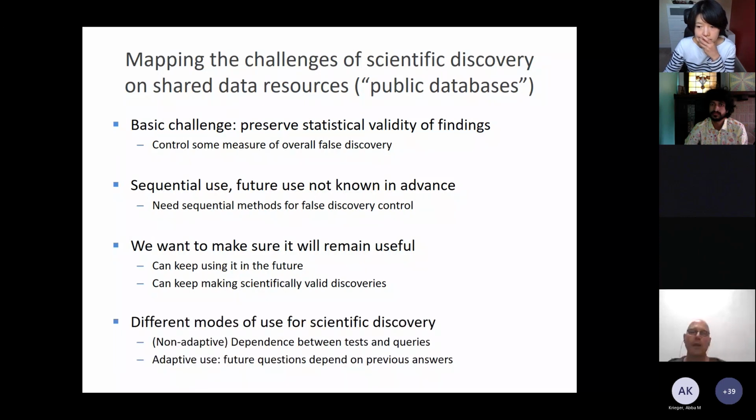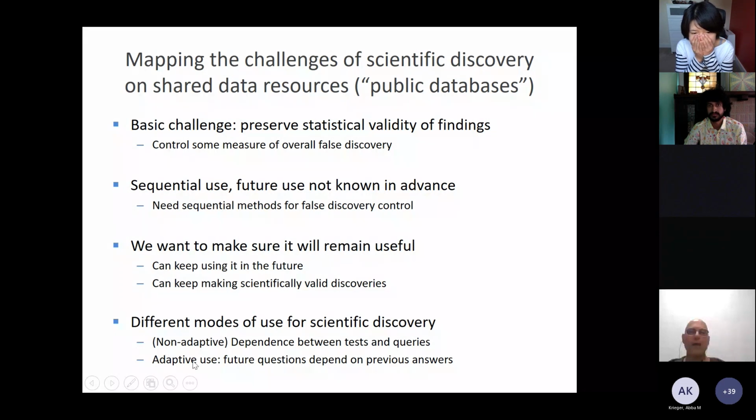And lastly, a very important point is this idea of different ways of doing scientific discovery. One thing we can probably never assume about the way a shared resource is used is that the statistics being measured and the test statistics being used are independent. So anything that requires independence is going to be problematic.